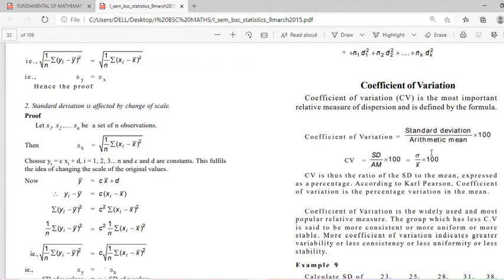So this is another formula, the coefficient of variation. So what is the coefficient of variation? The formula is nothing but standard deviation divided by arithmetic mean, into 100. That is the most important relative measure of dispersion. You should remember that it's a relative measure of dispersion. So you can measure the variation using this coefficient of variation also.